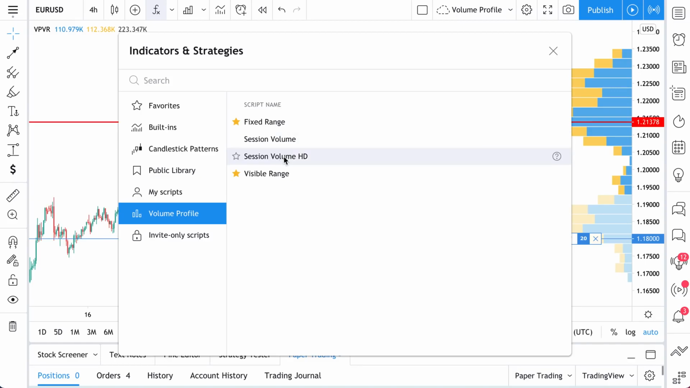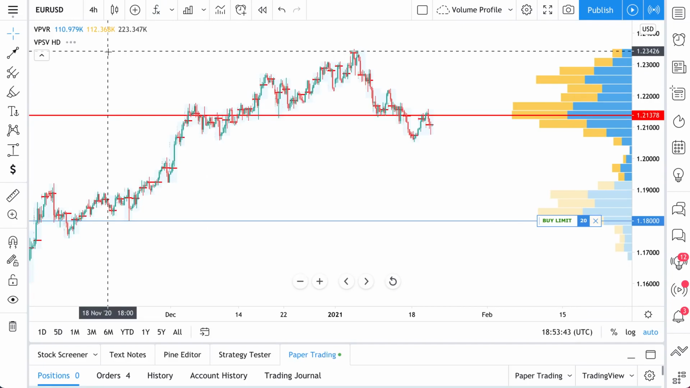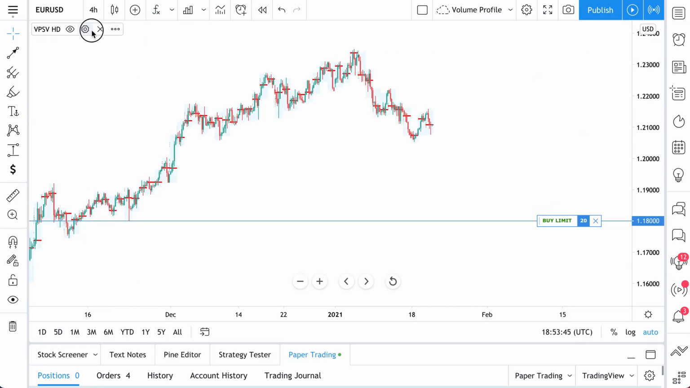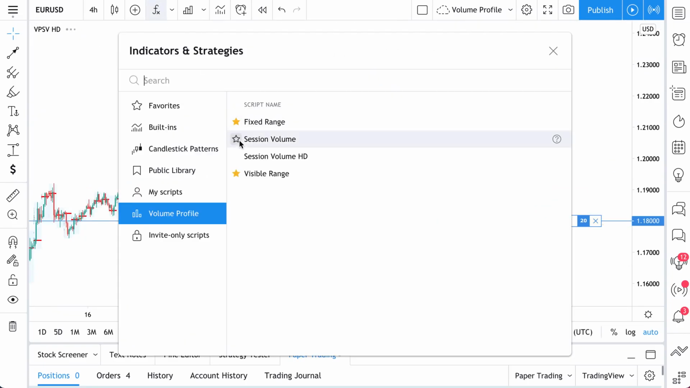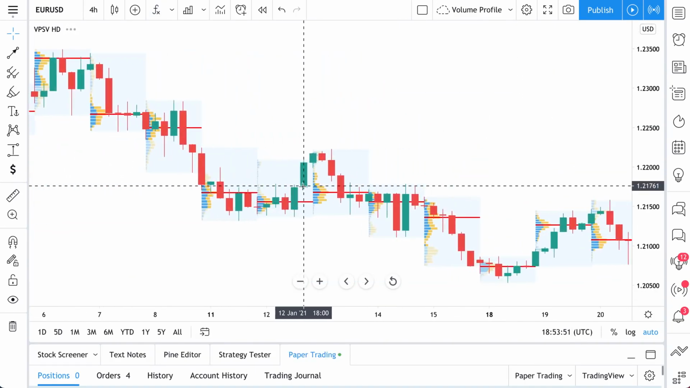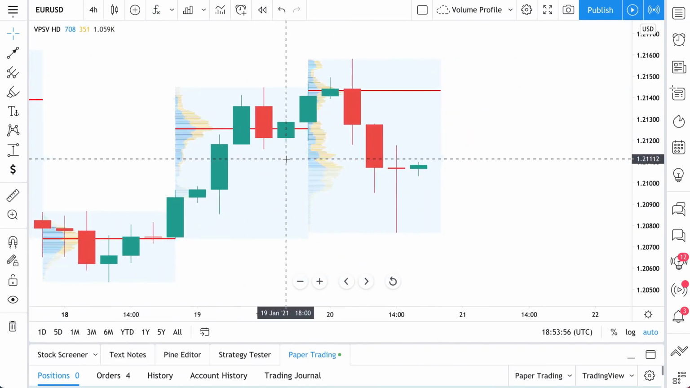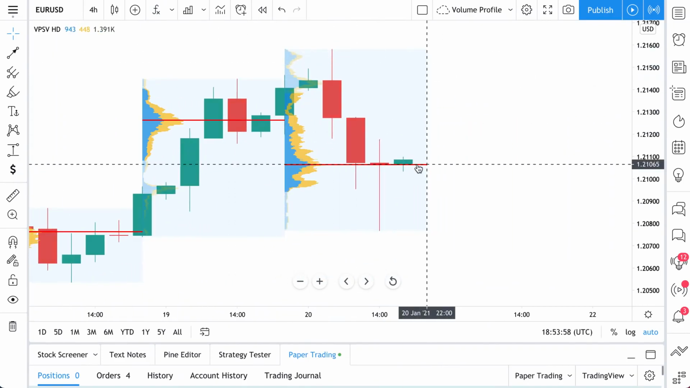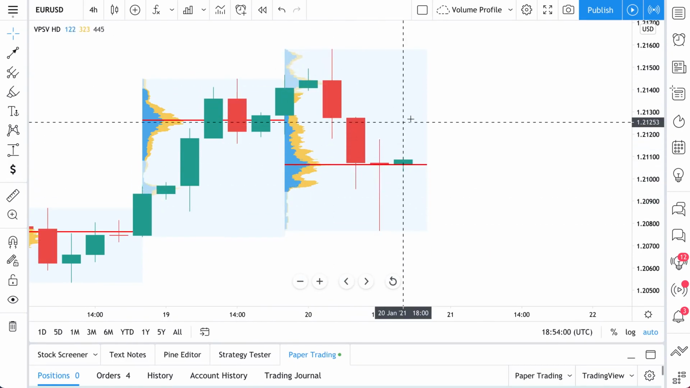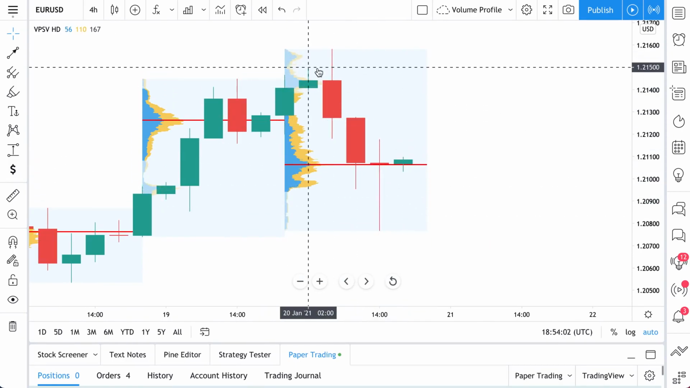Now we'll show you one more example in this video, and this is with session volume HD. Session volume and session volume HD show you how much volume was traded throughout a specific session, right? So see how this blue area shows you the volume profile? This is a single trading session.